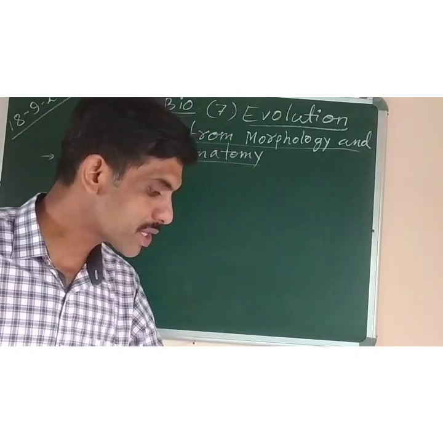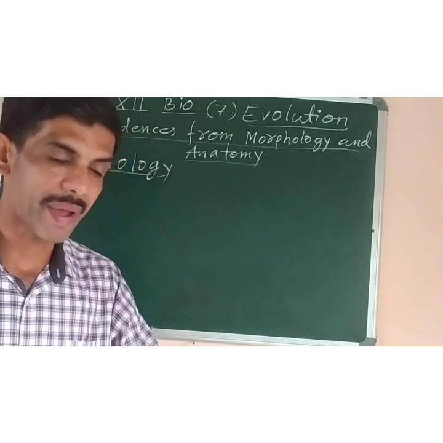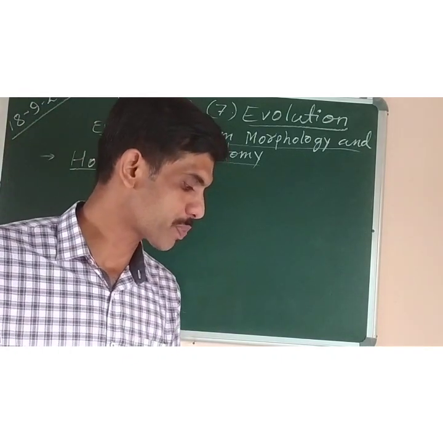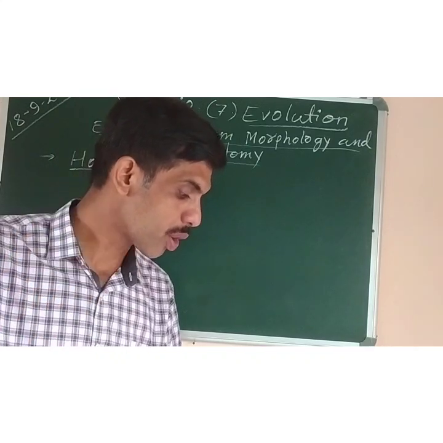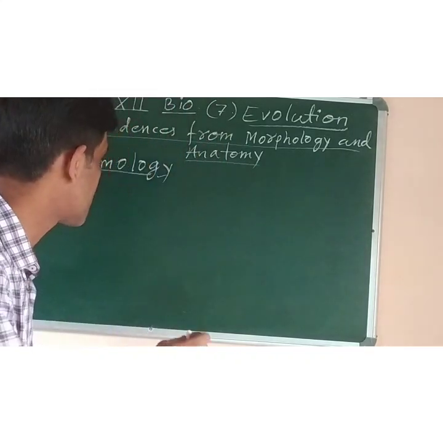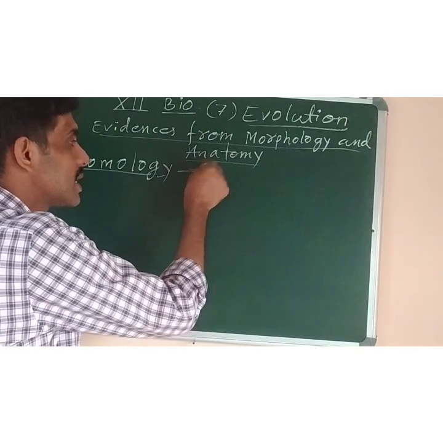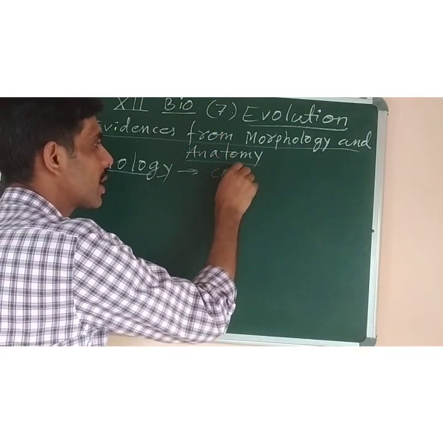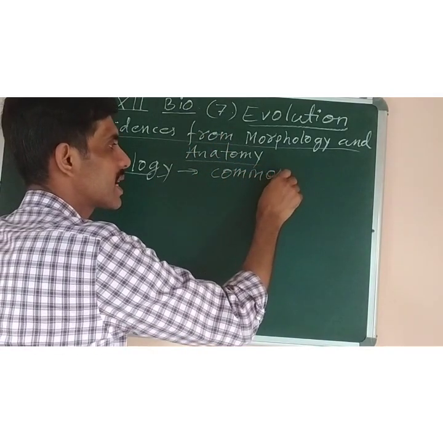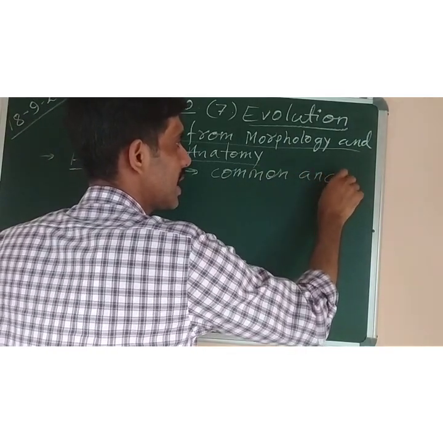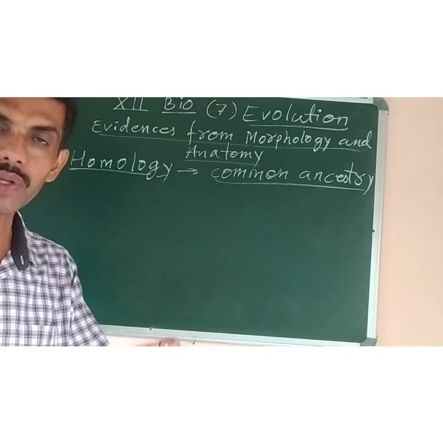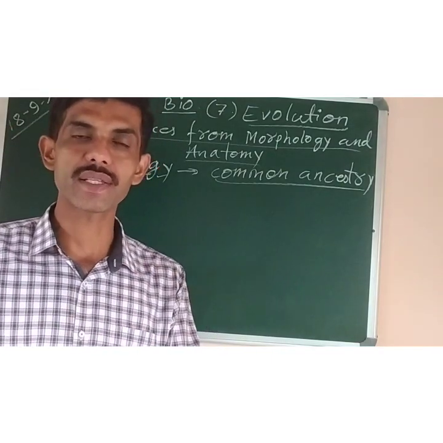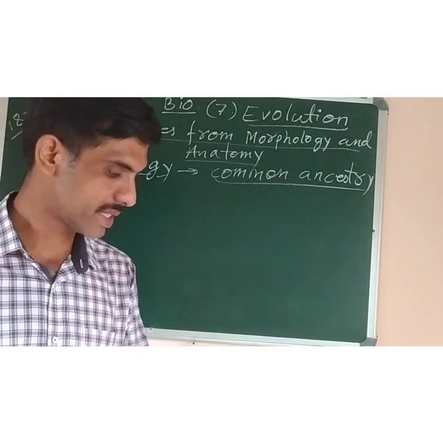Okay? So difference in the organs can be explained on the basis of adaptation to a special condition, which is called divergent evolution. So homology indicates common ancestry. Homology means it is an indication of the organisms having a common ancestor. So common ancestry is indicated by homology. Means all those individuals which possess homologous organs share a common ancestor.